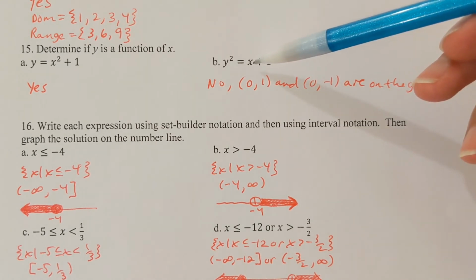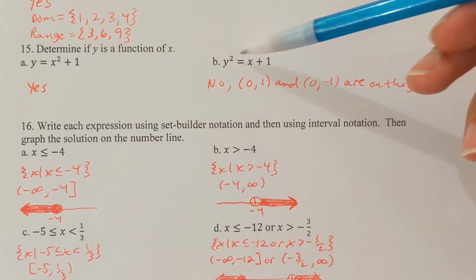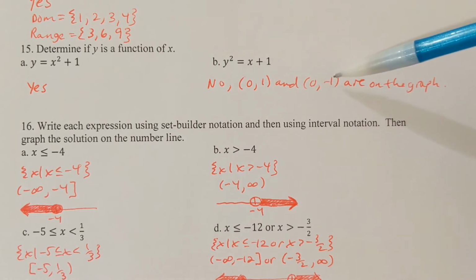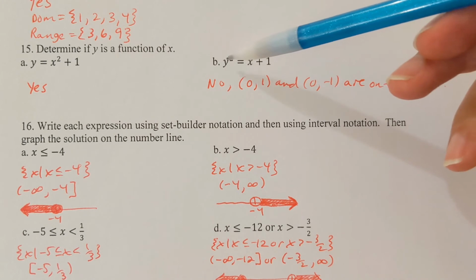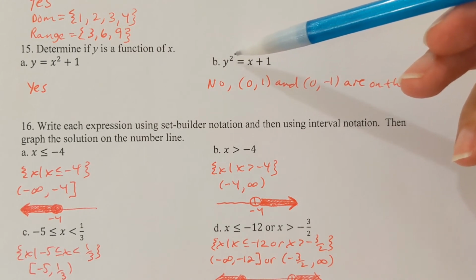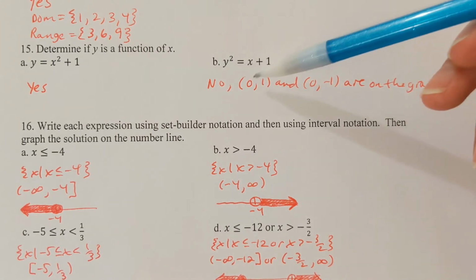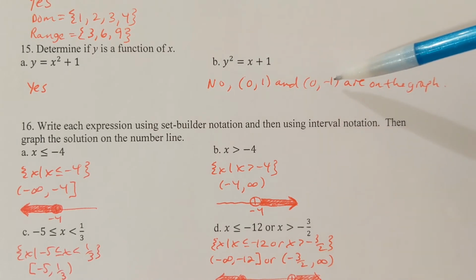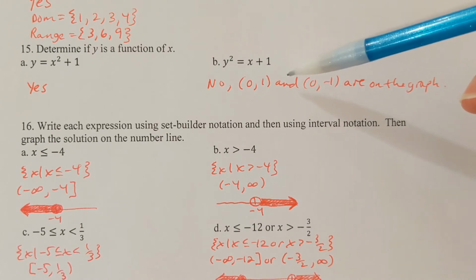So if x is 0, y is 1, 1 squared is 1, and (0, negative 1), so negative 1 squared is 1, 1 equals 1. Here I've got an x value going to two different y values, though, and you can't have that with functions.